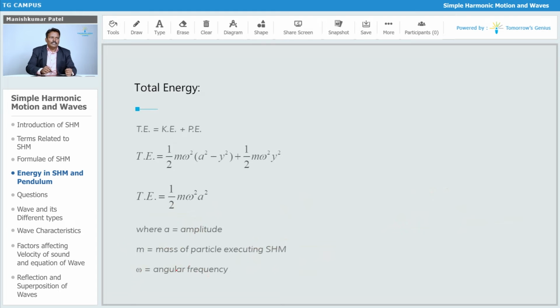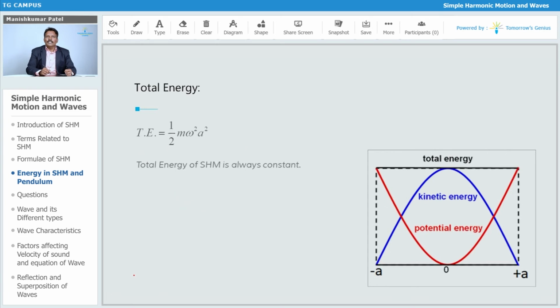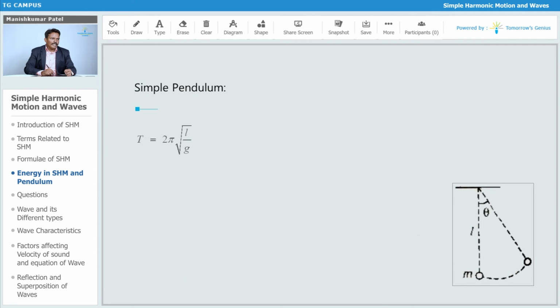Now we have to find the total energy, which is the addition of kinetic energy plus potential energy. The kinetic energy is half m omega square (a square minus y square) plus half m omega square y square. After the addition, you will get half m omega square a square, where a is the amplitude, m is the mass of the particle executing SHM, and omega is the angular frequency. Now I can say that the total energy is always constant.